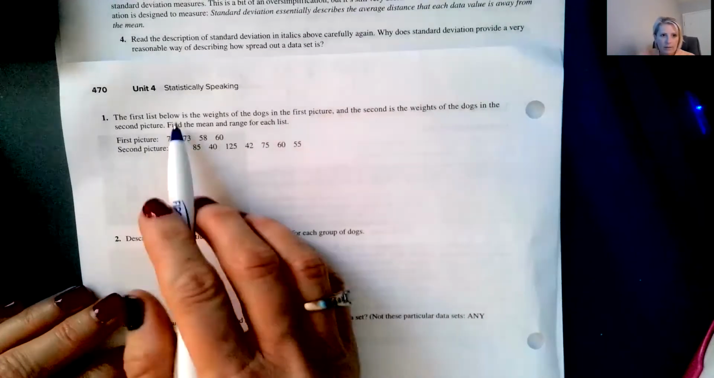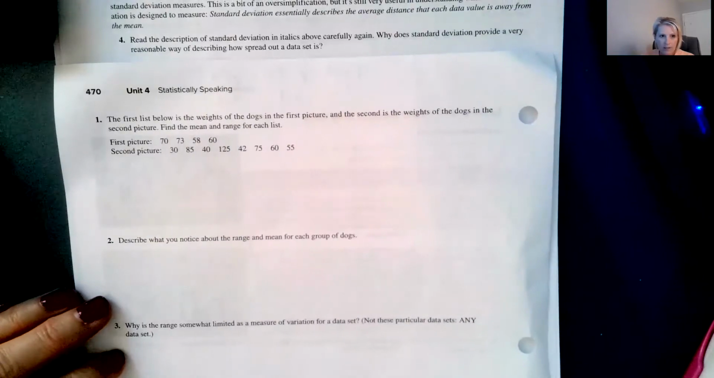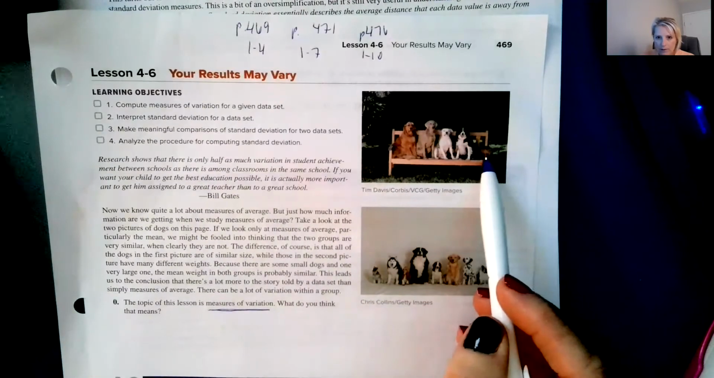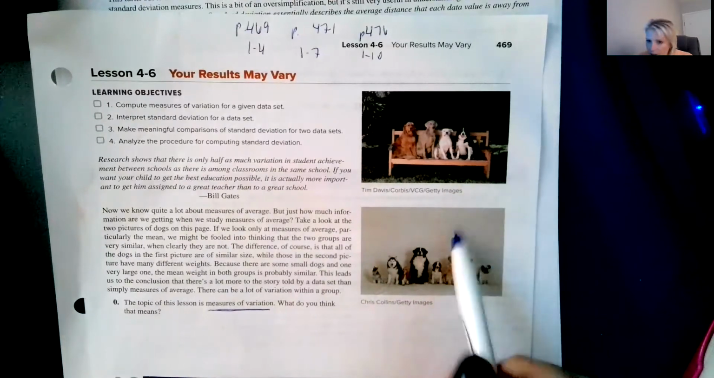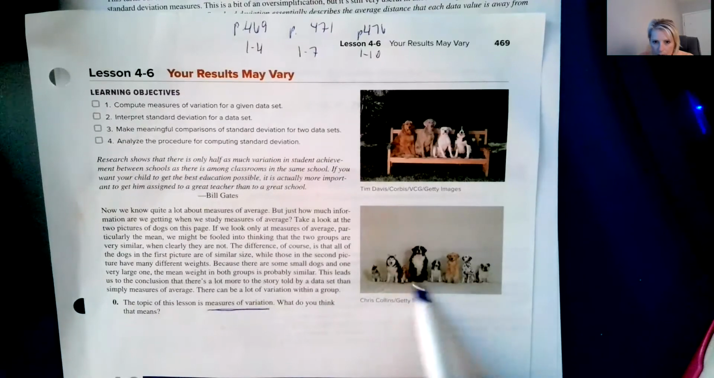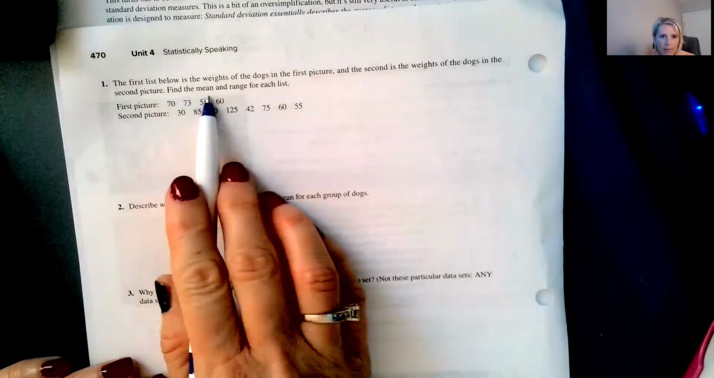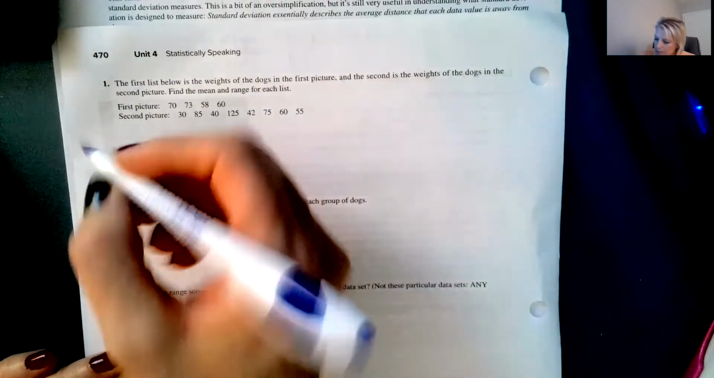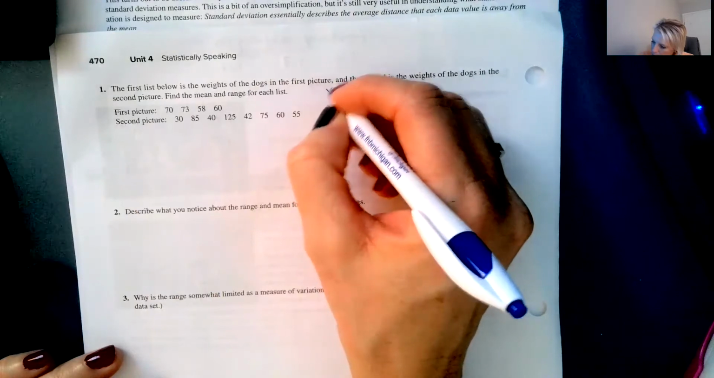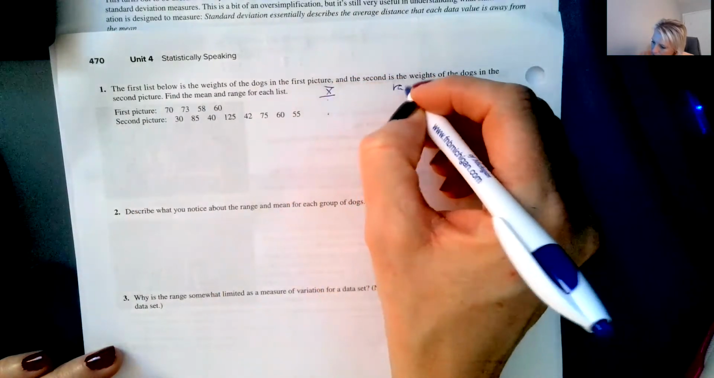The first list below is the weights of the dogs in the first picture, and the second is the weights of the dogs in the second picture. So we have here the weights of the first set of dogs. There's a little itty bitty dog there, and then we have some more dogs here, a really big dog there. Find the mean and range for the list. We're going to do the mean under here and then the range.